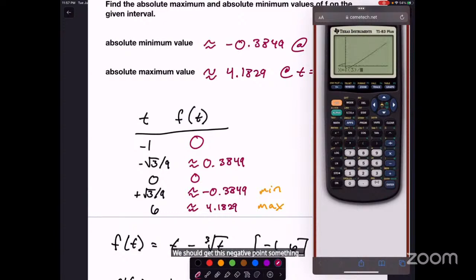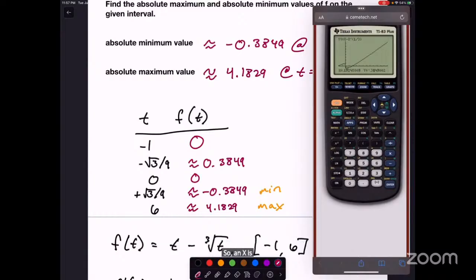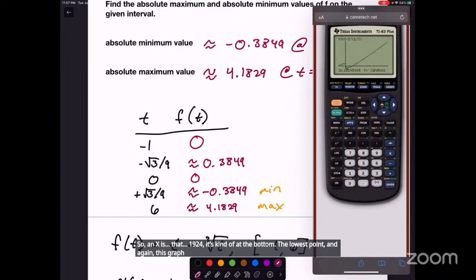Go to, yeah. So you can kind of see it blipping at the bottom there. So when x is that 1924, it's kind of at the bottom, the lowest point. And again, this graph goes from when x is 1 to 6. And then the max occurs at 6, you see it over on the far right.